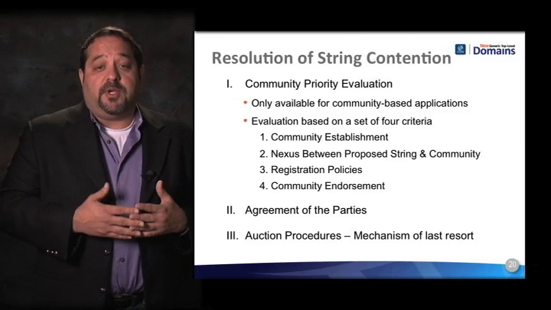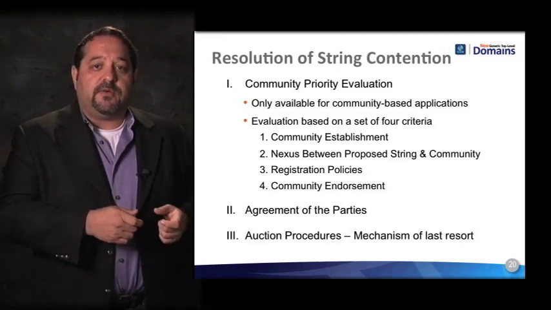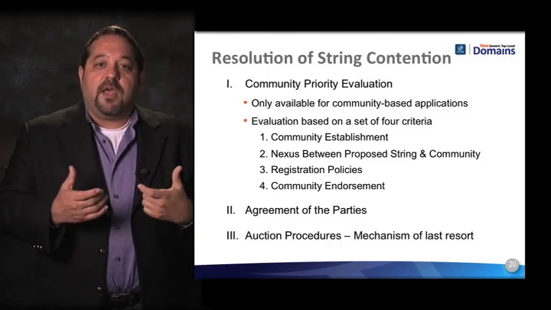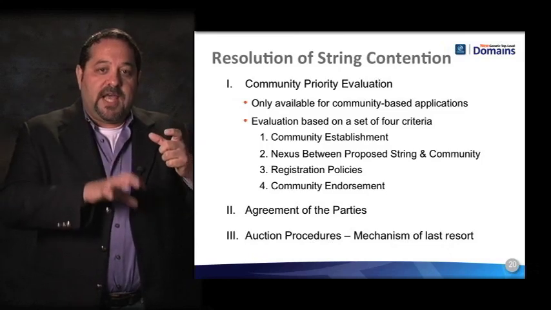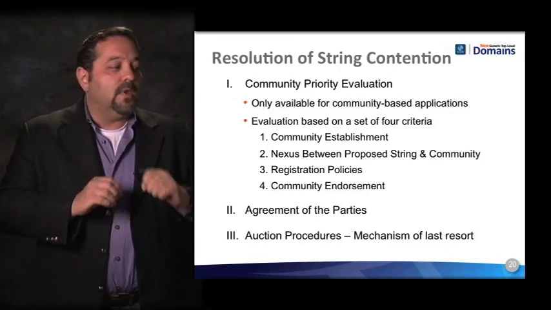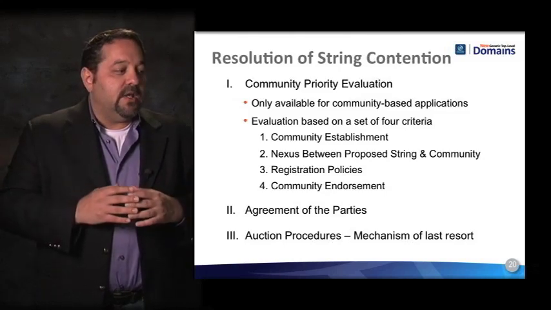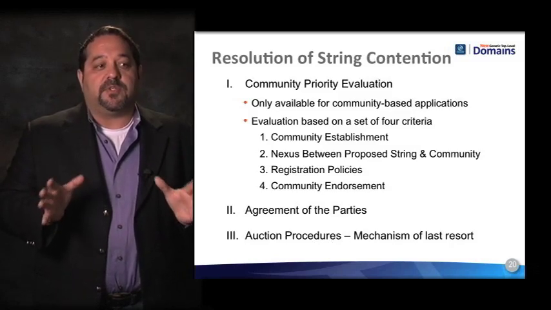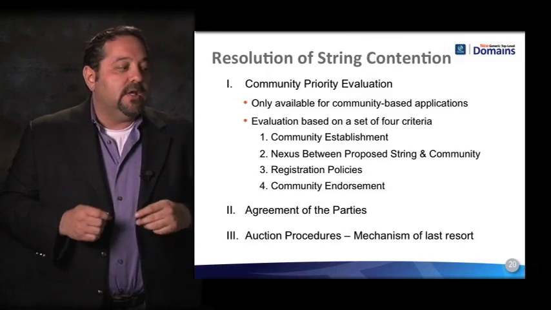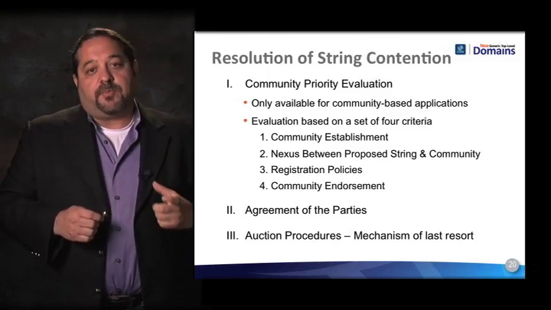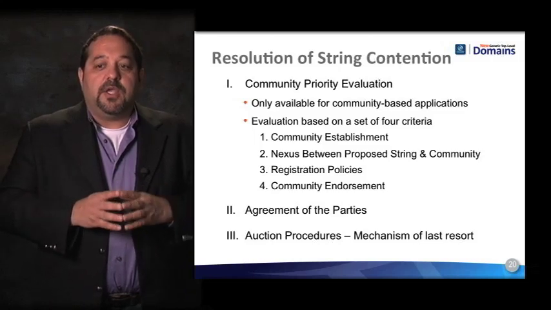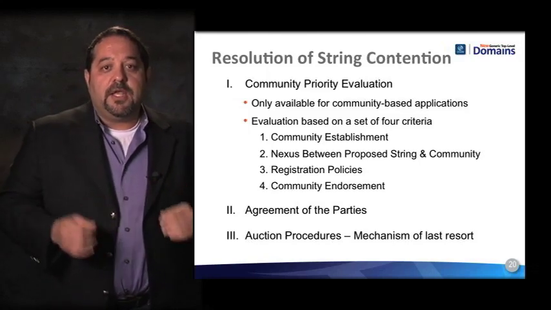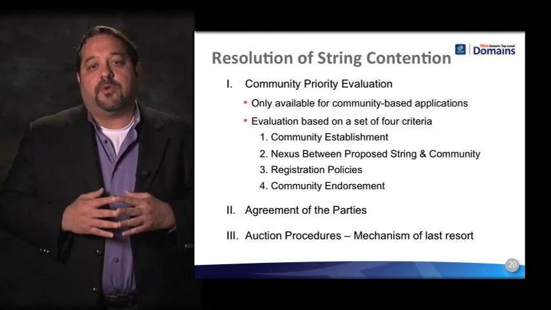I think what's important here is that there are a number of ways to resolve contention sets. The first being community-based application. So if you have designated yourself as a community-based application and you pass the criteria that's highlighted on this slide, then those applications within that contention set will receive priority. If you're not a community-based application, then really what we're looking for is that the applicants make some sort of agreement amongst themselves to resolve which string will go forward. Failing that, the last option here is an auction process. So if the parties are unable to agree to determine which string should move forward, then the parties within the contention set will go through an auction process.